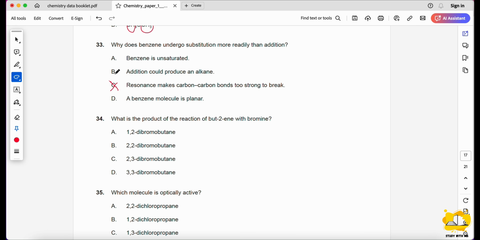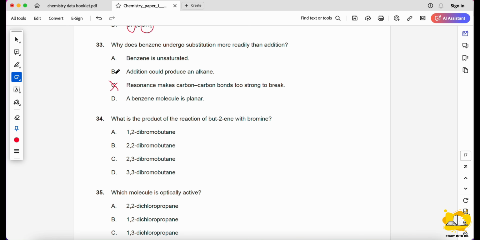Delocalized electrons cause resonance. So if there is resonance and then the pi electrons, the delocalized electrons, and all this stuff making the carbon-carbon bonds stable, so it's difficult to break.